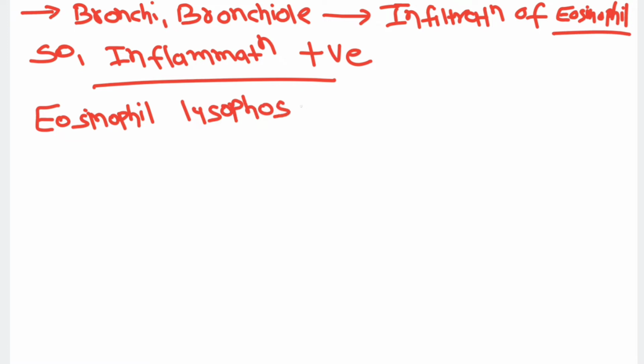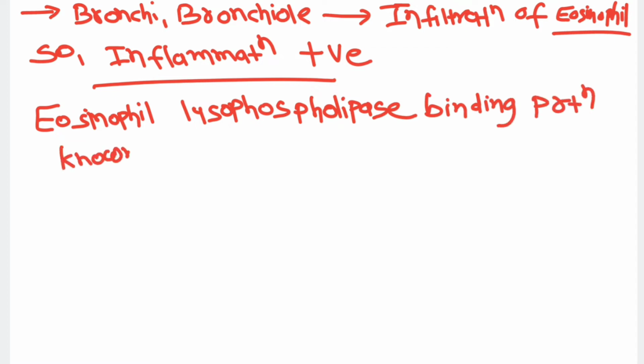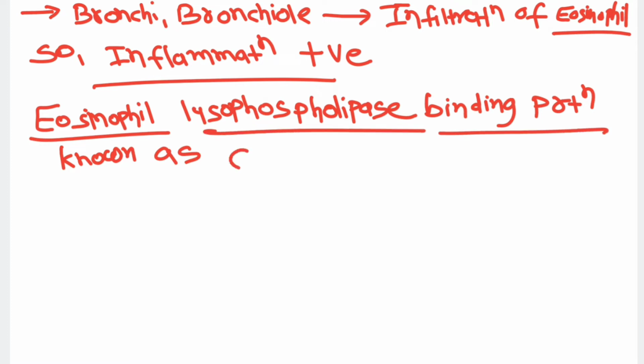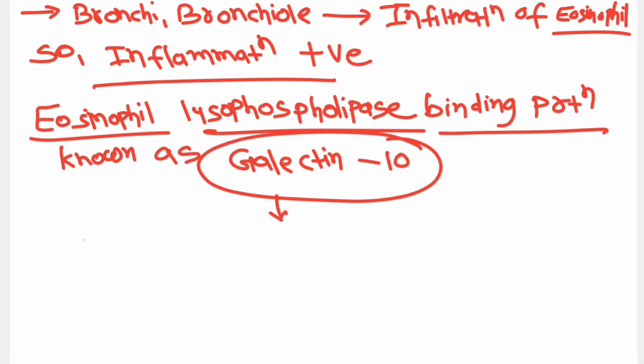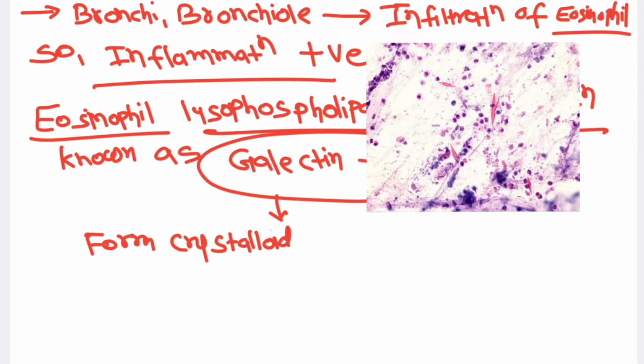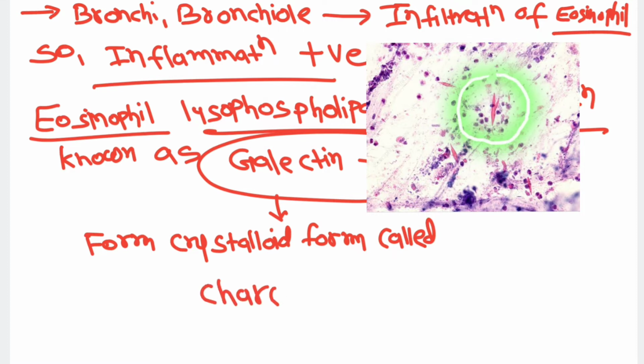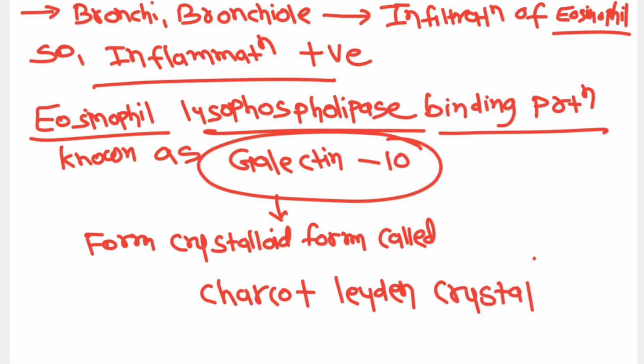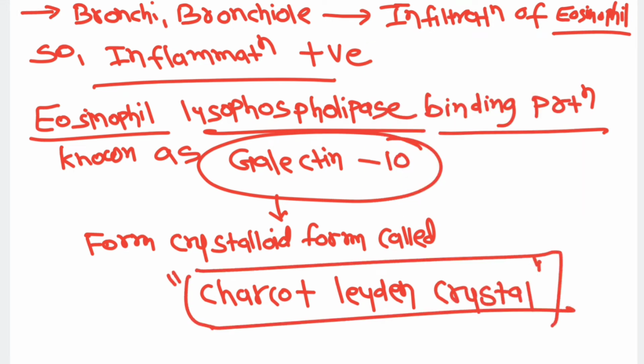And sometimes the eosinophil lysophospholipase binding protein is known by the name galectin-10. This eosinophilic protein galectin-10 can form a crystalloid. The crystal form can be seen in the sputum sometimes because of galectin-10, and this crystal is known by the name Charcot-Leyden crystal, which is eosinophilic, red colored. So Charcot-Leyden crystals can be seen in the sputum on microscopy.